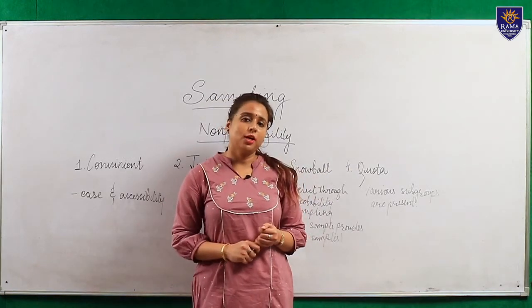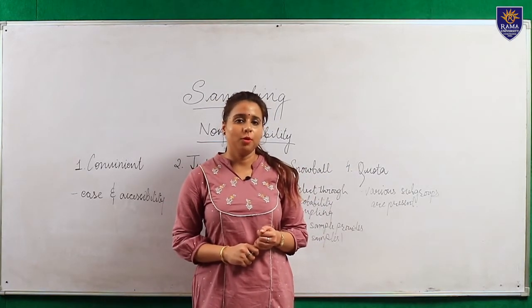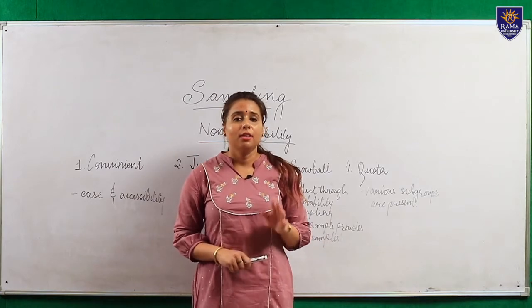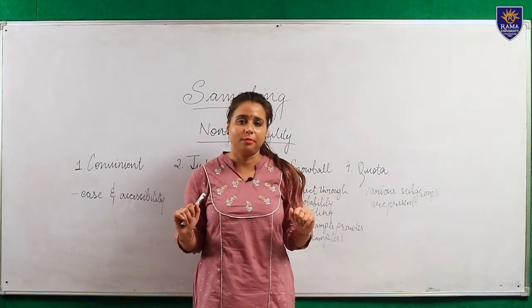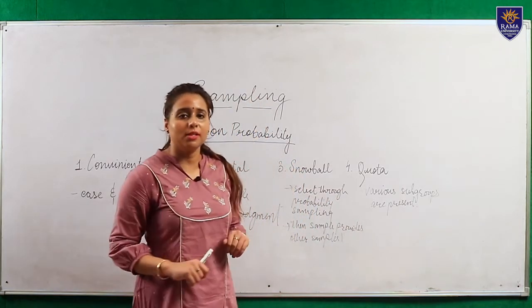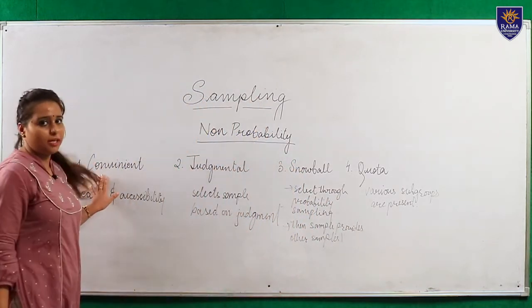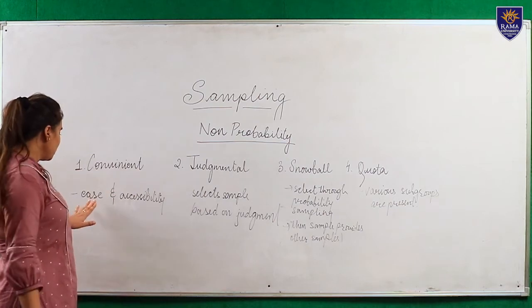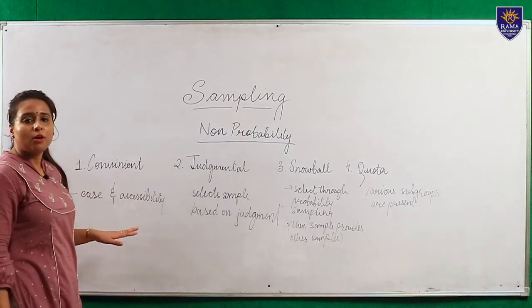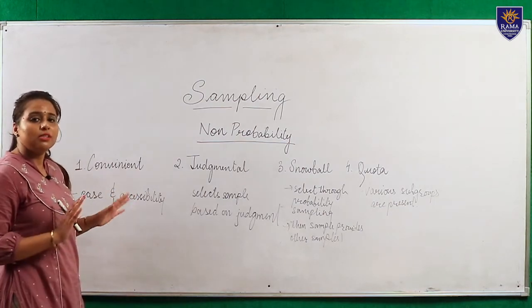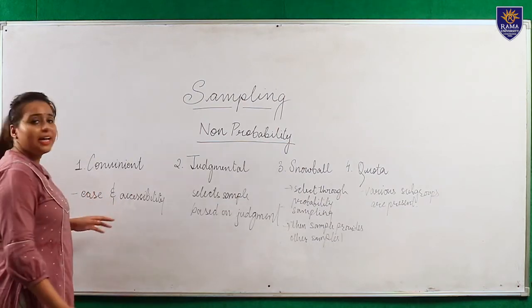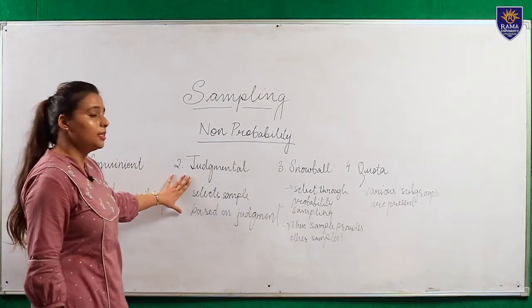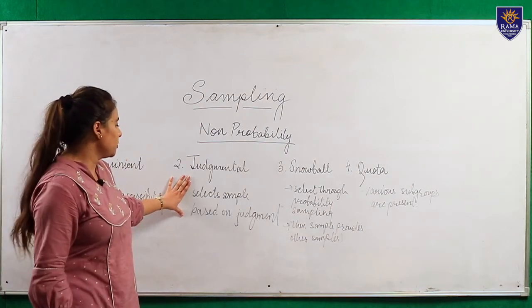Now we move on to the other type of sampling, that is the non-probability sampling. As I said earlier, in this sampling, the sample has no known chance of getting selected. The first type of non-probability sampling is convenient sampling. In this there is ease and accessibility for the investigator, and therefore this is considered the most unreliable source of sampling. The second type of sampling is judgmental, and this is also called purposive sampling.